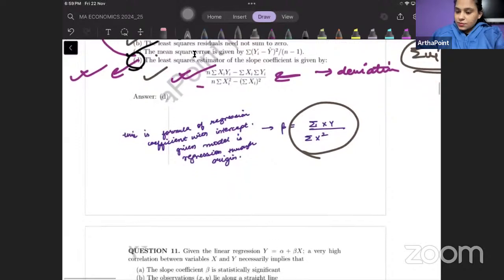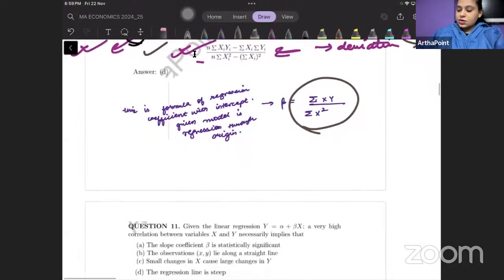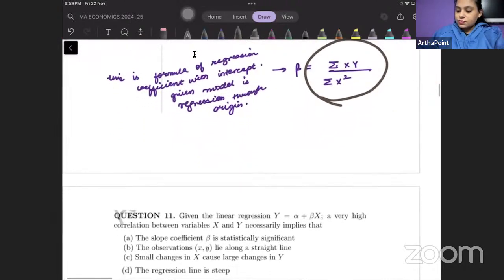I'll move on then. Try to do question number 11 now. Try this one. Give it a try.